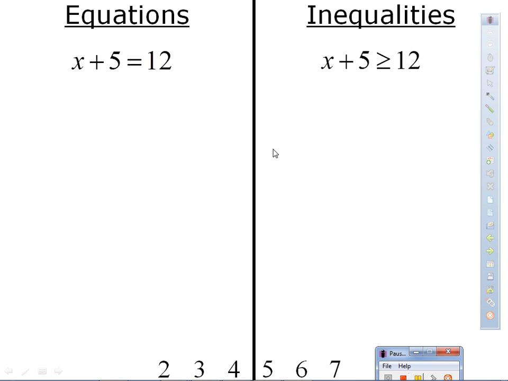All right, here we go. Let's solve the equations first. Just to refresh our memory as to what the steps are. Step 1, simplify. Can we simplify anything on this side? No. How about this side? No. So we're already done with step 1.